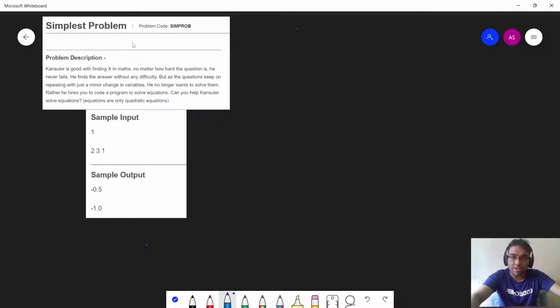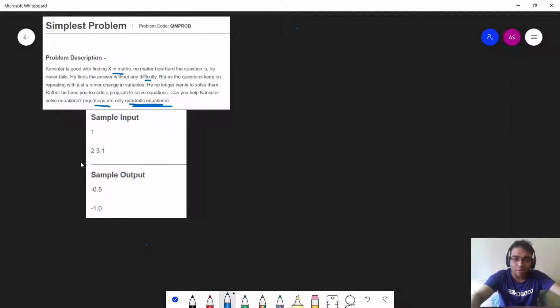Now let us try and understand the problem statement. Hansel is good at finding x in maths. No matter how hard the question is, he never fails. He finds the answer without any difficulty. But as the questions keep on increasing or repeating with just minor change in variables, he no longer wants to solve them. Rather, he hires you to code a program to solve the problems. Can you help Hansel to solve the equations? Note that the equations are only quadratic equations.